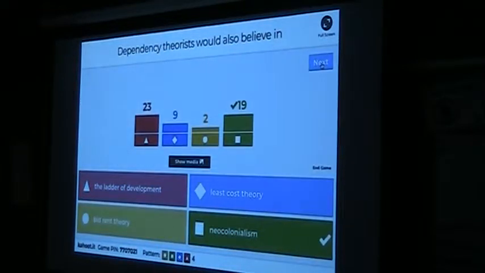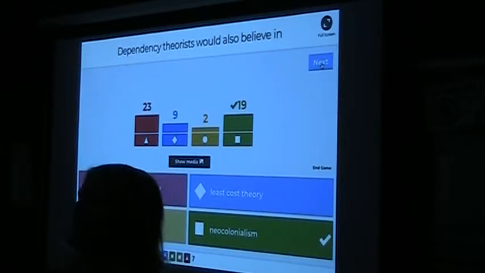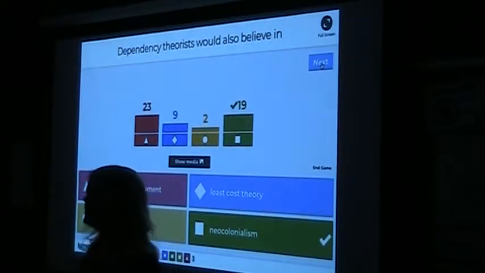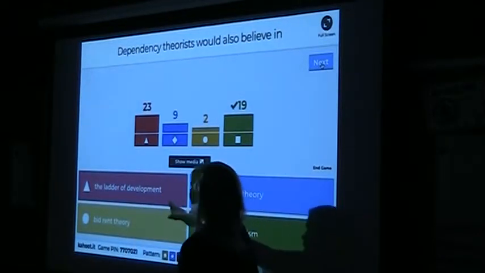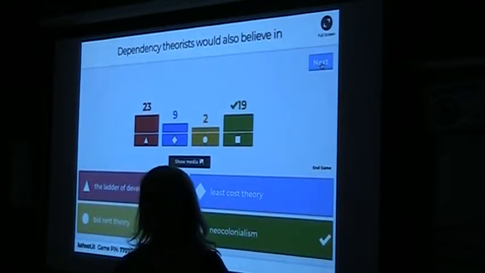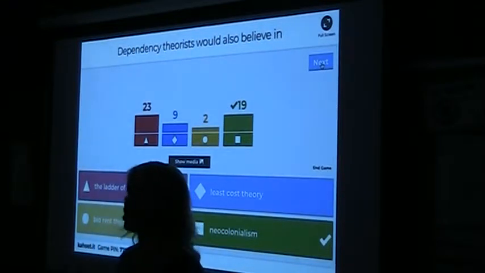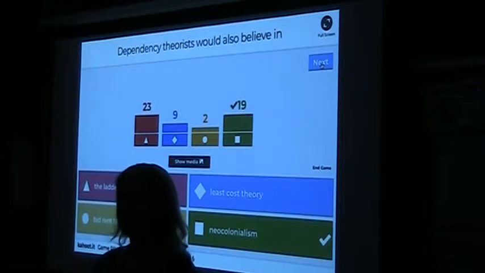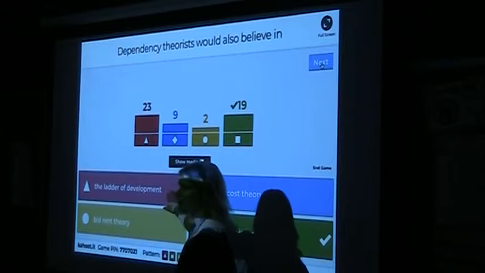All right, so I knew this would be a hard one. I left it on here even though we didn't talk a lot about dependency theory because it's linked to a lot of these other things. So a lot of you picked the ladder of development. Who is that? That's Rostow, right? The modernization model of how countries develop. Dependency theorists are the opposite of that. So it's okay that you linked them because we talked about them at the same time. But remember, Rostow says everybody can climb the ladder.